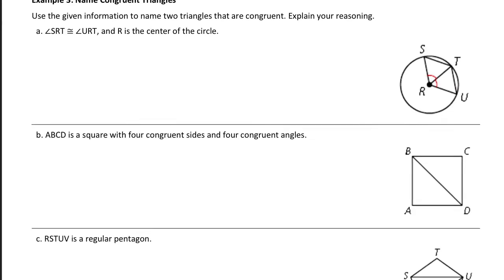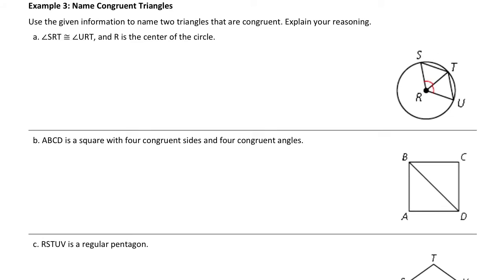So for this third example, it's actually 4 different types of problems, but they're all asking kind of the same thing. So we're going to use the given information to name 2 triangles that are congruent, and we're going to explain our reasoning. So from what we know, SAS is the theorem we're going to deal with. So the 2 triangles that I'm going to name, well, first of all, we got to know something about circles.